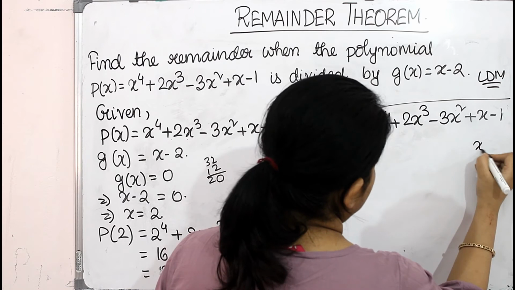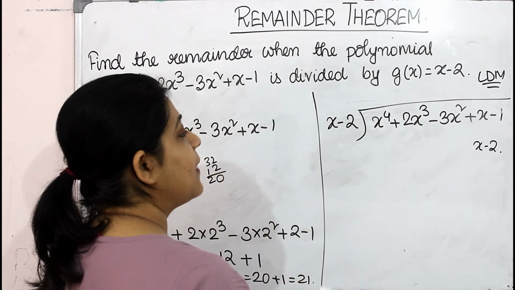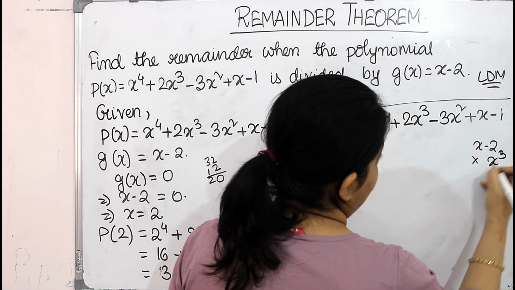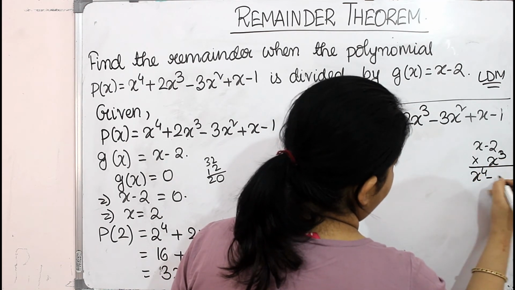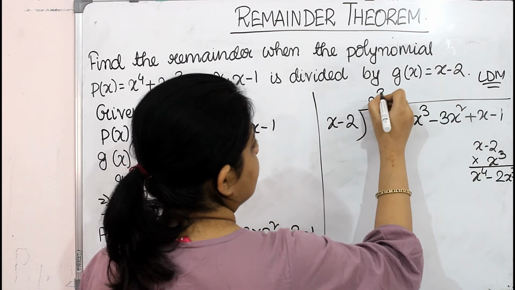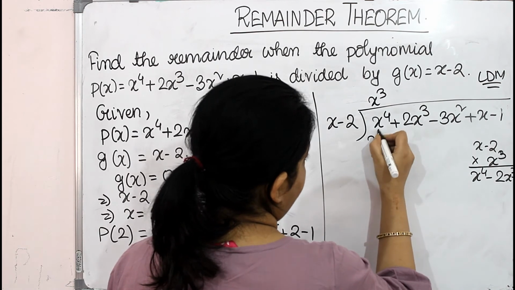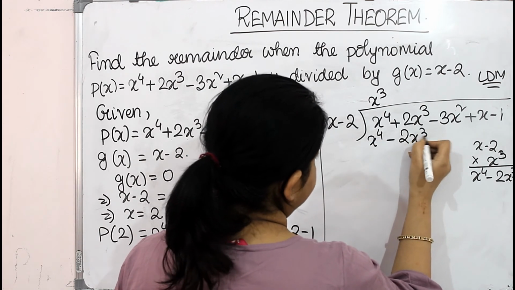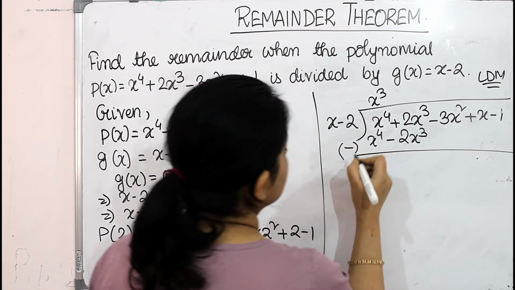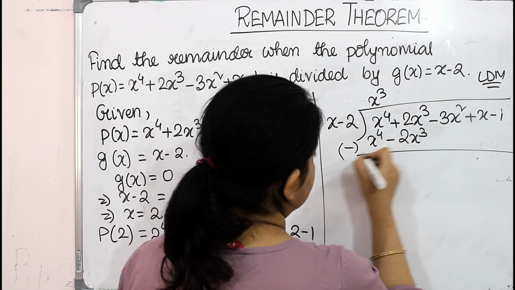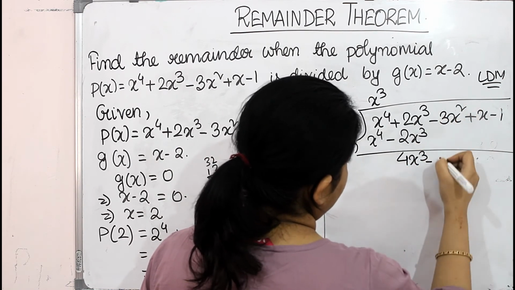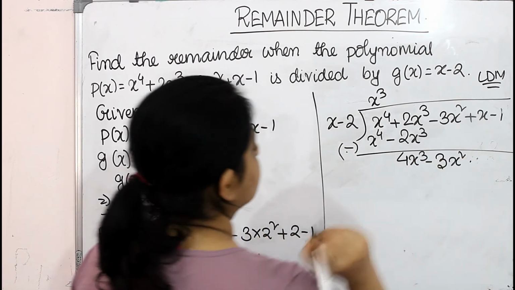Now x minus 2, what will you multiply so that it becomes x to the power of 4? You will multiply it with x cube. So this is x to the power of 4 minus 2x cube. You write x cube here, subtract, and this becomes 0, and minus minus plus, so this becomes 4x cube, and again we bring down minus 3x squared.